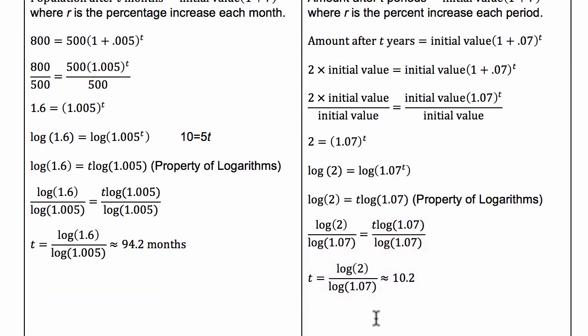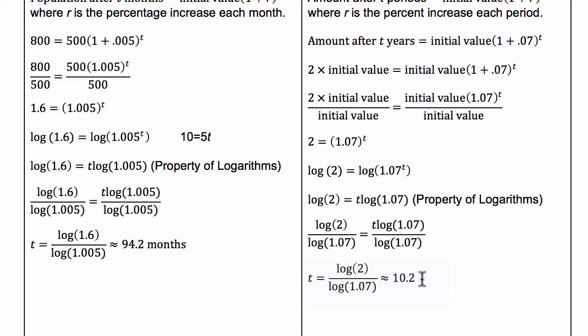When we put this in our calculator, we get log of 2 divided by log of 1.07 is approximately 10.2. If you're not getting this answer, try entering log of 2 divided by log of 1.07 again into your calculator, and this time be very careful with the parentheses. You want to make sure there's parentheses surrounding 2 and parentheses surrounding 1.07. Also, you shouldn't get exactly 10.2 as your answer, but you should get 10.2 when you round to one decimal place.